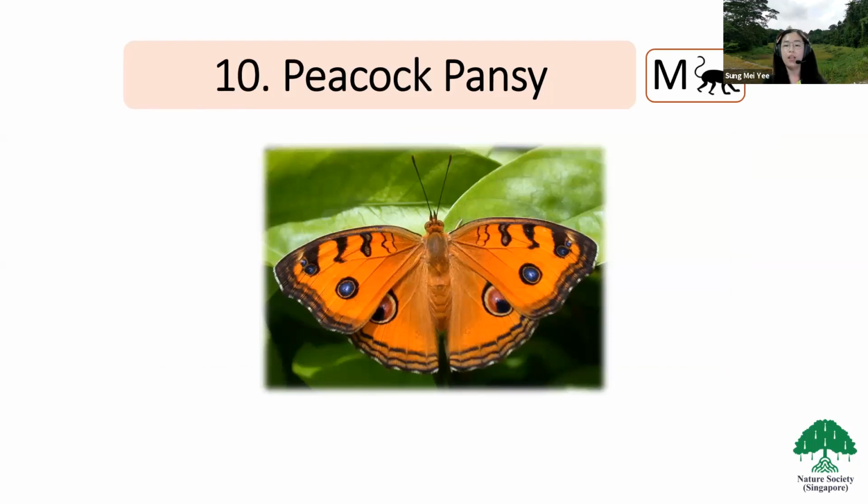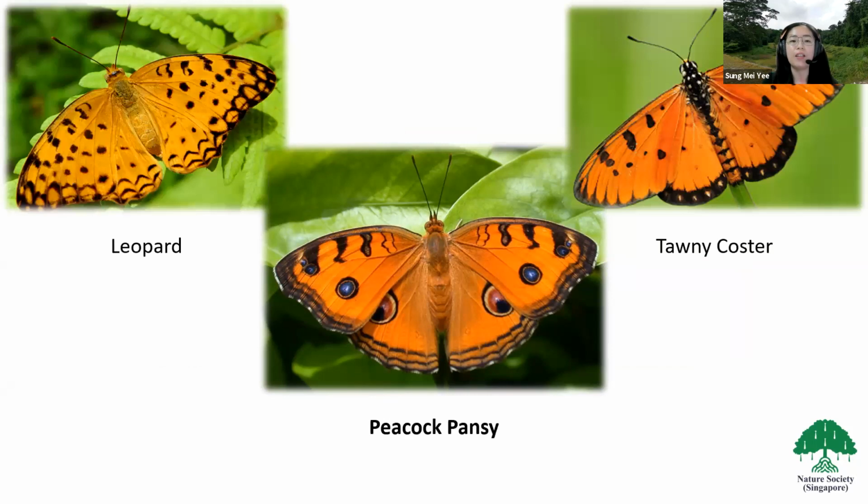And then next, another pansy we have is the peacock pansy. Once again, it has eye spots at different positions, in different colors, different numbers, and different sizes. It is also orange in color. So if you come across an orange butterfly, there are many possibilities of what it could be. You must wait for it to land and rest, for its wings to open, and then look at the patterns in order to tell them apart. If it has eye spots, it's a peacock pansy. If it just has spots, then it might be a leopard or a Tonic Coaster. How do you tell a leopard and Tonic Coaster apart? Look at the hind wings.